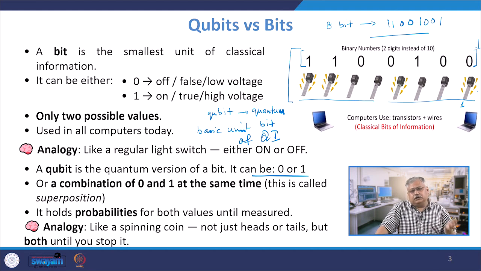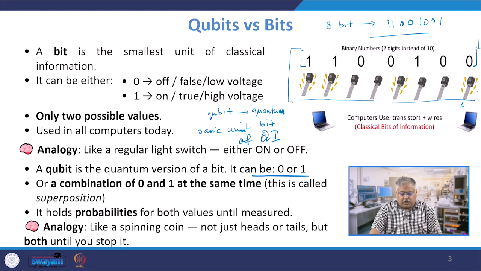As an analogy, you can think of the spinning of a coin. If you spin the coin, you can have either heads or tails. But when it is spinning, you are not sure about the outcome. When it stops, you are very sure whether it is heads or tails. While it is spinning, we are not sure about the type of output we will get.